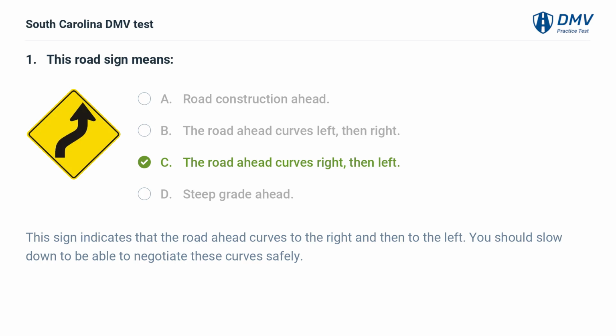C. The road ahead curves right, then left. This sign indicates that the road ahead curves to the right and then to the left. You should slow down to be able to negotiate these curves safely.